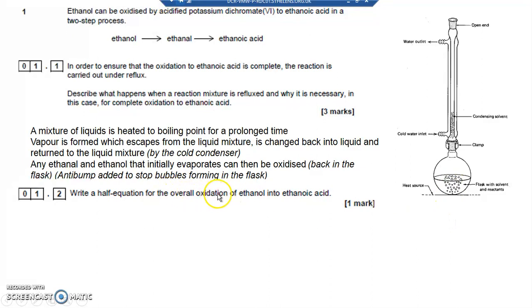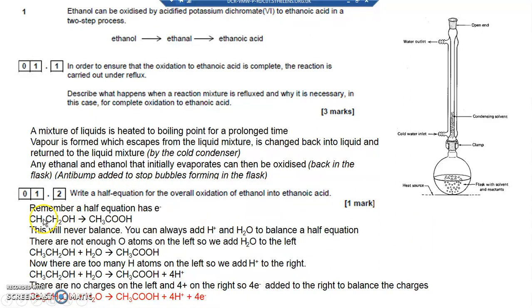Write an equation for the overall oxidation of ethanol into ethanoic acid. So remember, a half equation always involves electrons. If I've got ethanol and ethanoic acid, it's never going to balance. If you look, for a start, there's two O's on the right hand side and one on the left. You can always add H plus and H2O to any half equation to get it to balance.